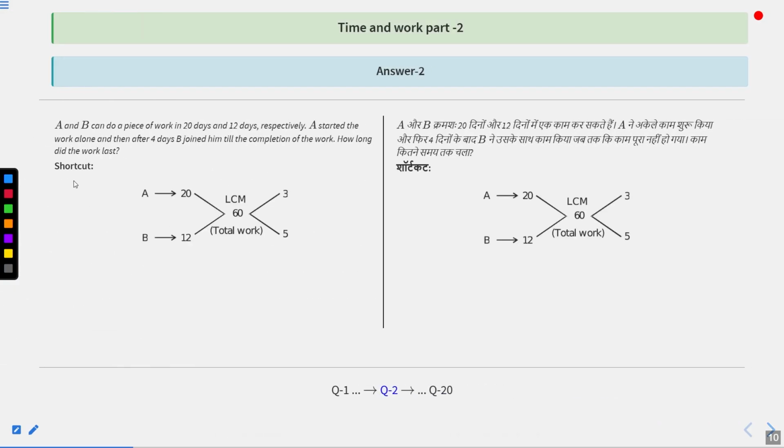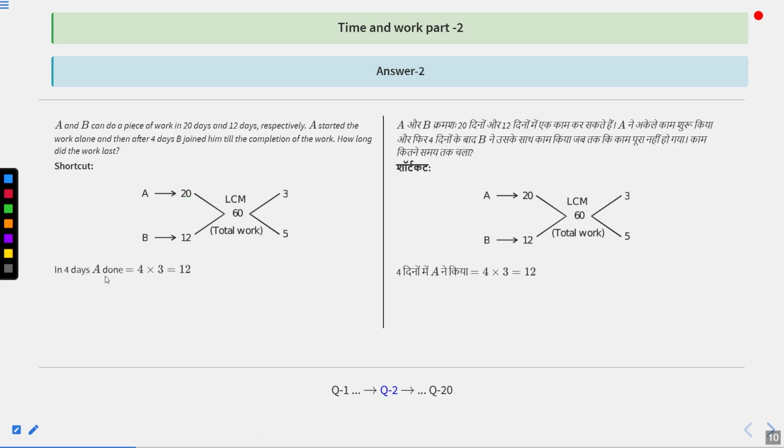Now we use a shortcut. If A takes 20 days and B takes 12 days, we take the LCM of 20 and 12. We get 60 as the LCM, which is our total work. Now when we know the time, efficiency is inversely proportional. So we get the efficiency, which is 3 and 5.